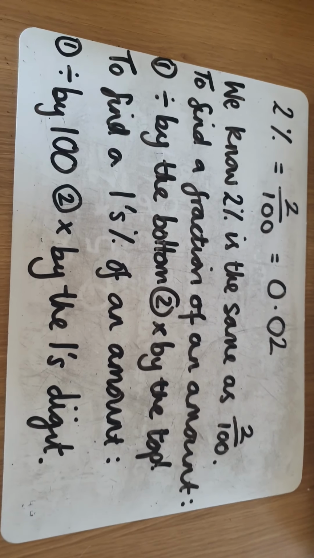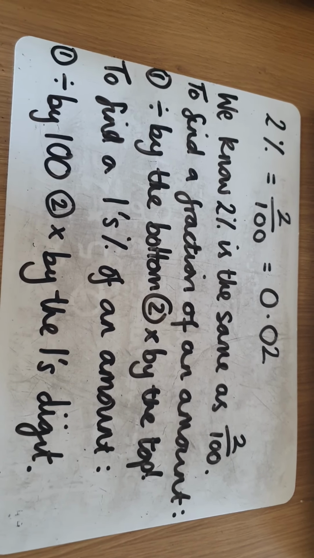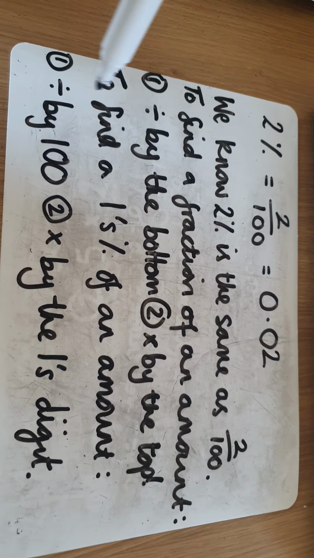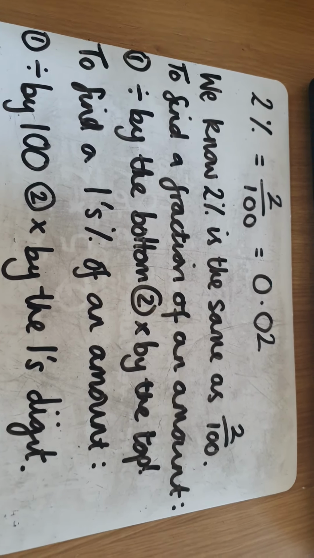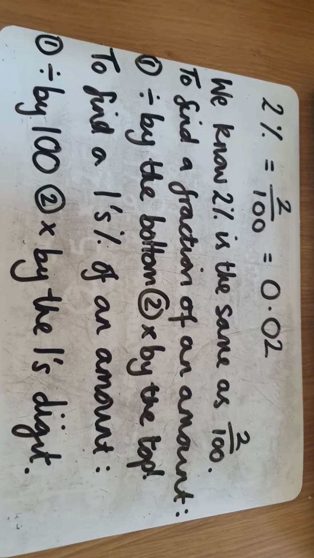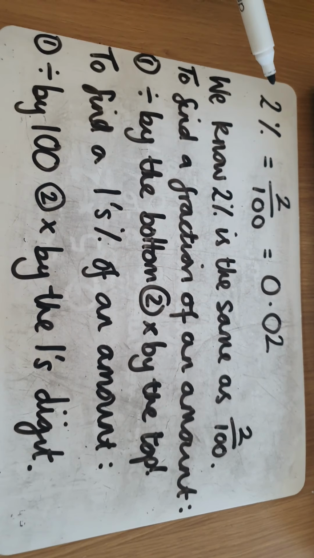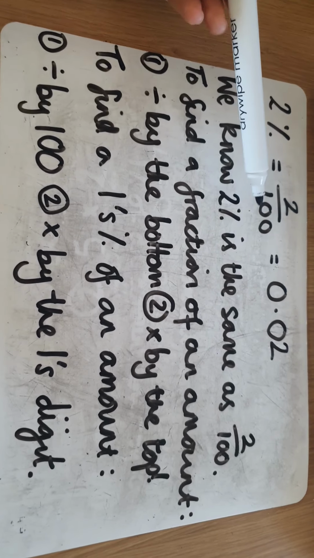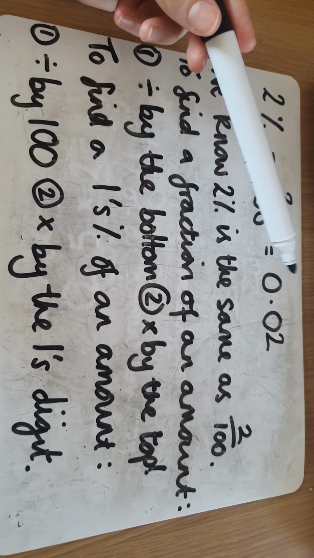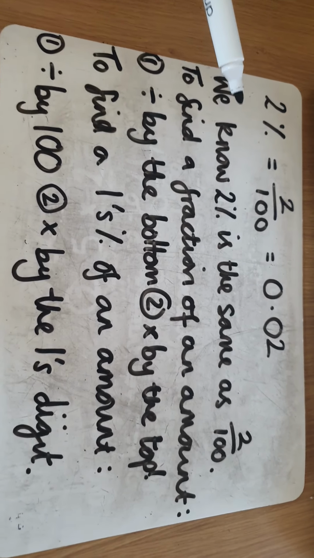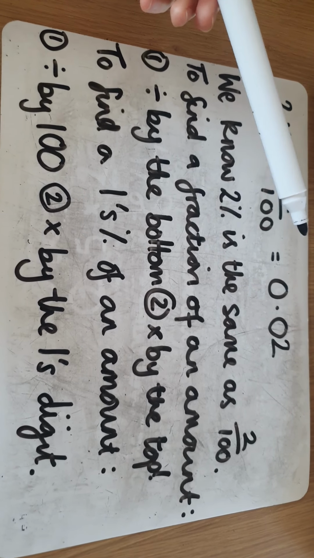Percentage of an amount. So we've just learned how to find 1% of everything. And now we're going to learn how to find 2, 3, 4, 5, etc. percent of everything, just like we've done previously with 10% and then 20, 30, 40, 50. So we know that 2% is the same as 2 over 100. So 3% will be 3 over 100, etc., which is the same as 0.02. Now we know that 2% is the same as 2 100ths.